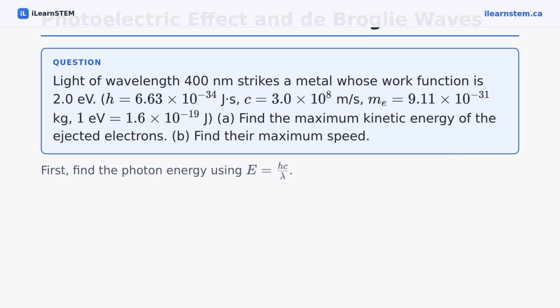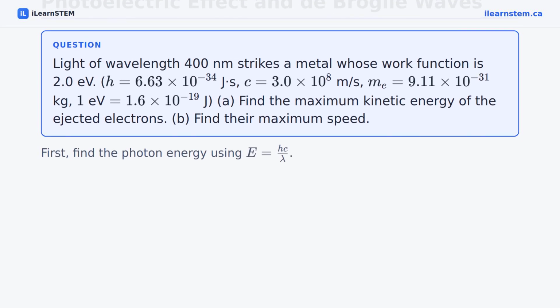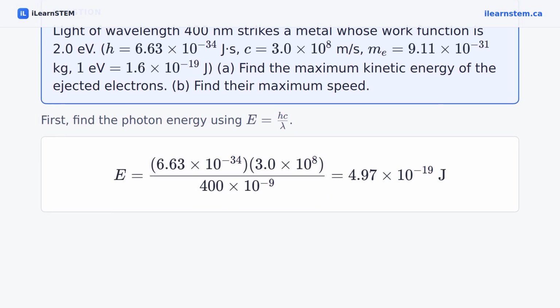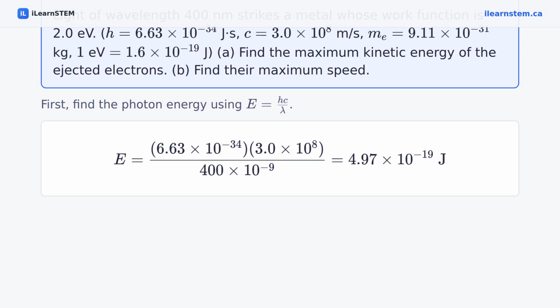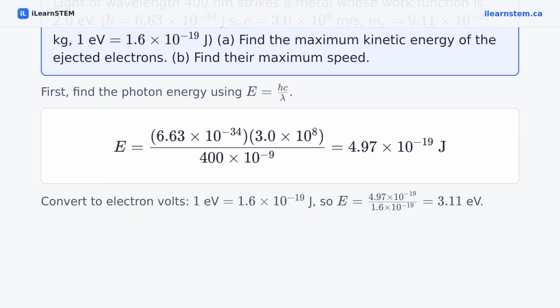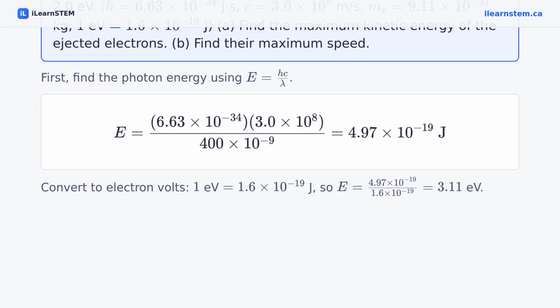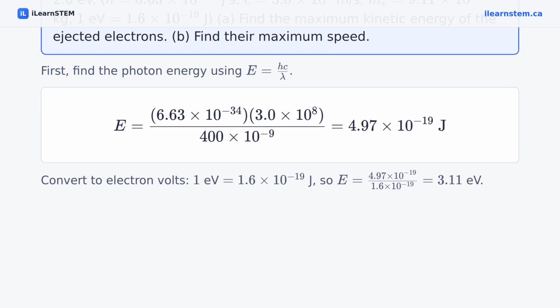First, find the photon energy using the formula E equals hc over lambda. Plugging in the numbers, we get 4.97 times 10 to the minus 19 joules. Convert to electron volts by dividing by 1.6 times 10 to the minus 19, giving 3.11 electron volts.